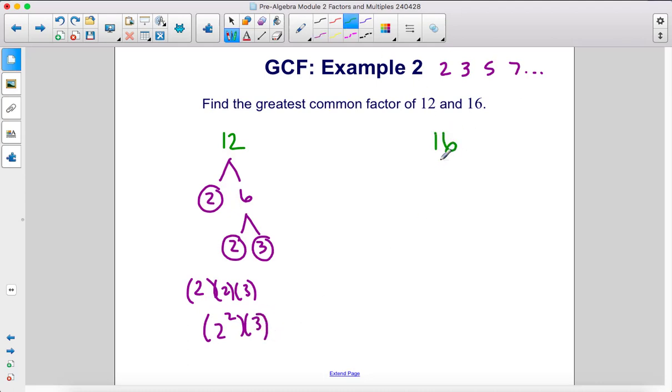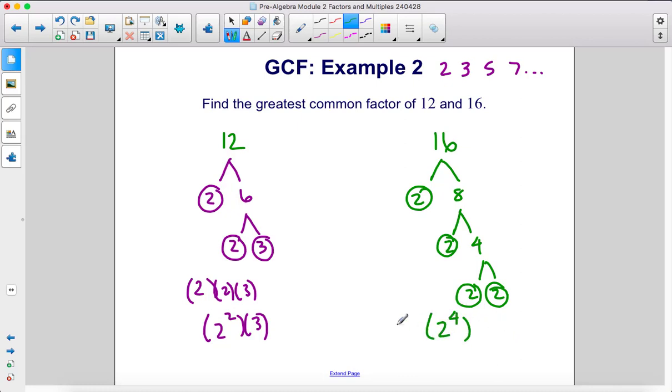16 is divisible by 2. 2 times 8. 8 is divisible by 2, 2 times 4. 4 is divisible by 2, 2 times 2. And we are done. So this is 2 times 2 times 2 times 2, which is 2 to the 4th. So let's go to the next slide to see what the greatest common factor is.